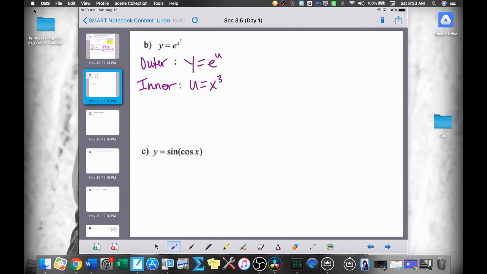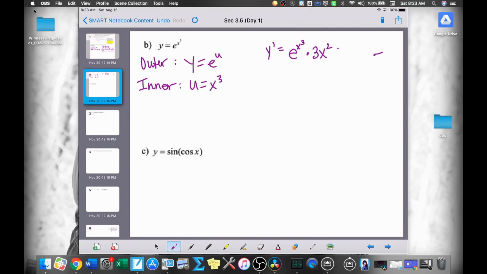So we know that our derivative, again, you could call it dy dx, you can call it y prime, it really doesn't matter, but our derivative is going to be equal to the derivative of the outer function. Well, we know that the derivative of e to the u is e to the u, so it's going to be e to the u, but again, u is x cubed. So there's the derivative of my outer function at the inner, times the derivative of the inner function. We'll have to multiply by the derivative of x cubed, which is 3x squared.